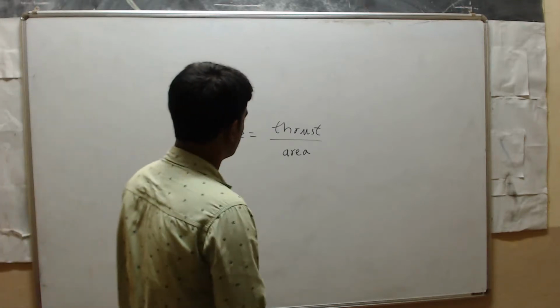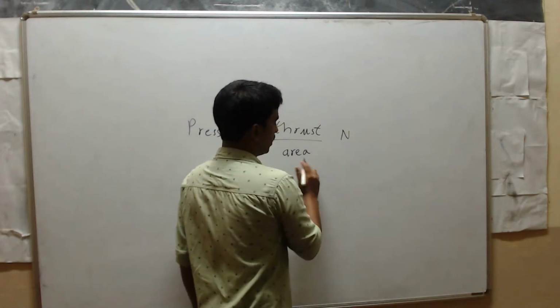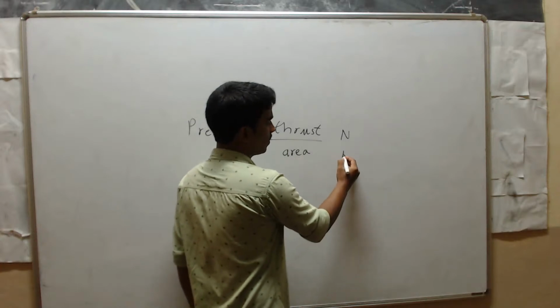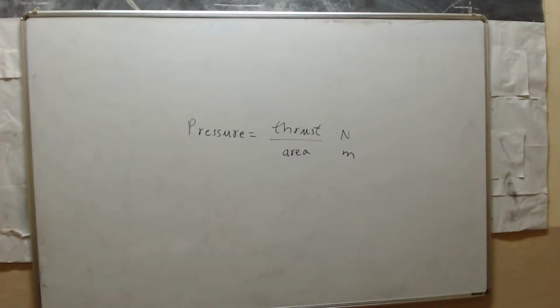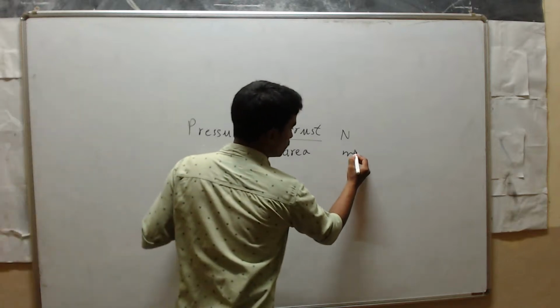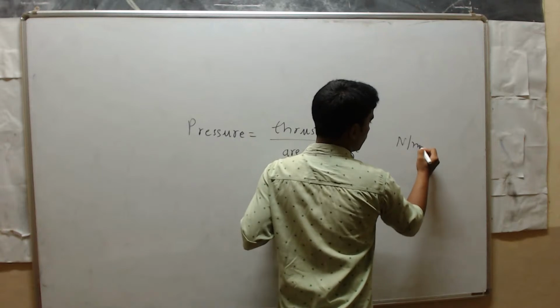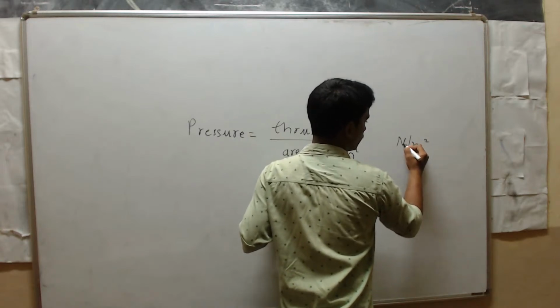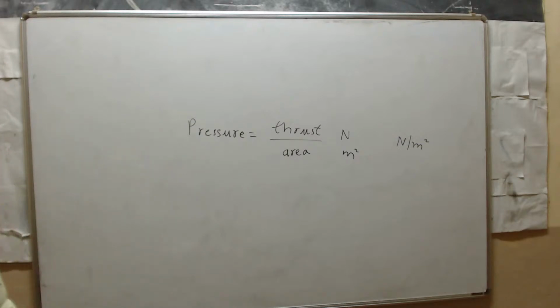How do we measure the thrust? Thrust means force. We measure force in Newton. Sorry, we measure thrust in Newton, and we measure area in meter square. That's why the SI unit of pressure is Newton per meter square. Instead of this Newton per meter square, we use Pascal.